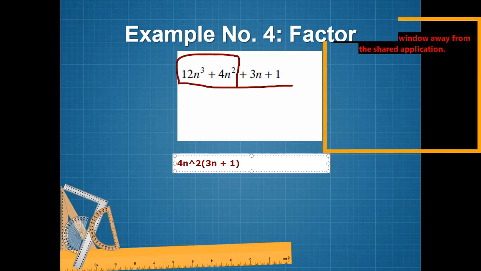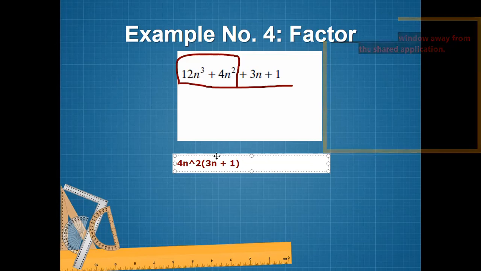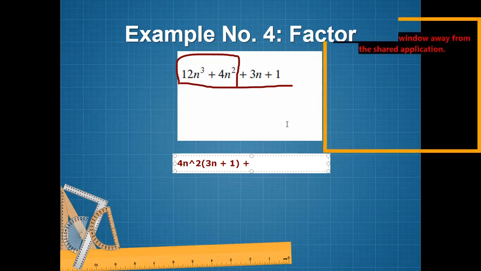Okay, that's also the same, because the greatest common factor of 12 and 4 is 4. The greatest common factor of n cubed and n squared is n squared. So multiplied by 3n plus 1. Since 3n and plus 1 have no common factors, we will factor it as 1 multiplied by 3n plus 1.